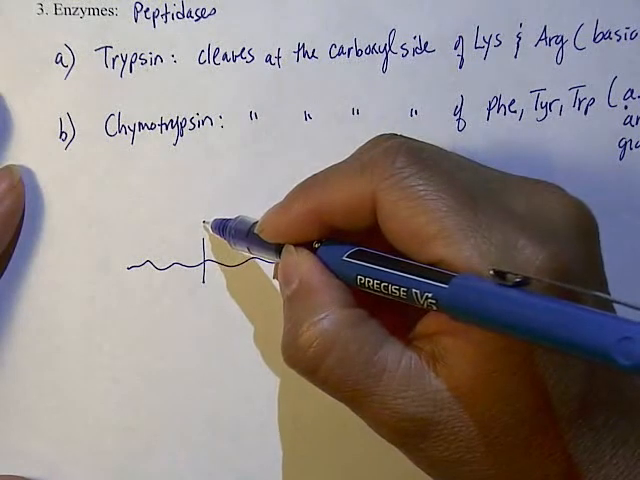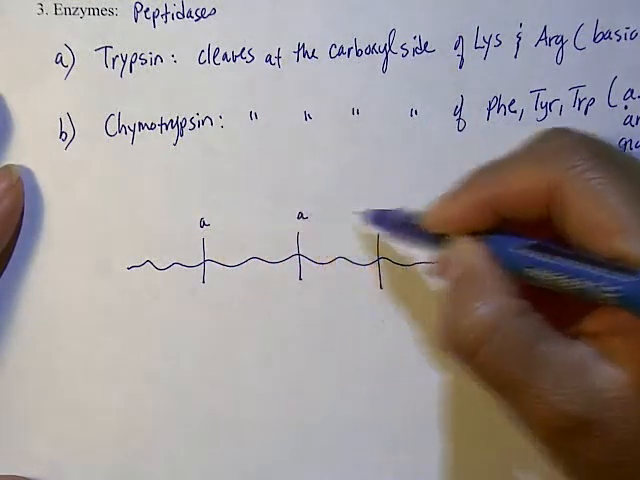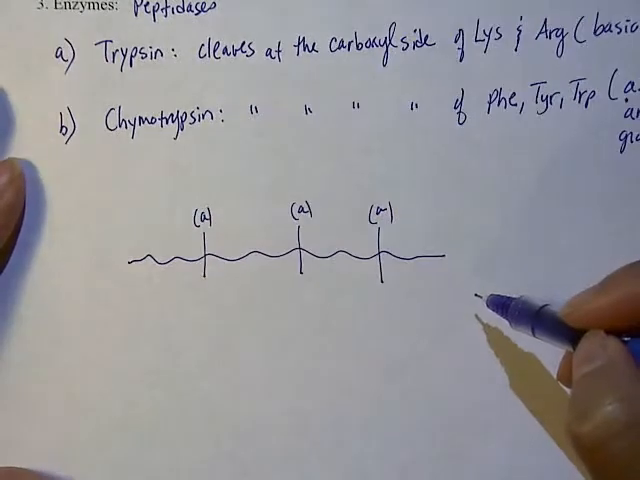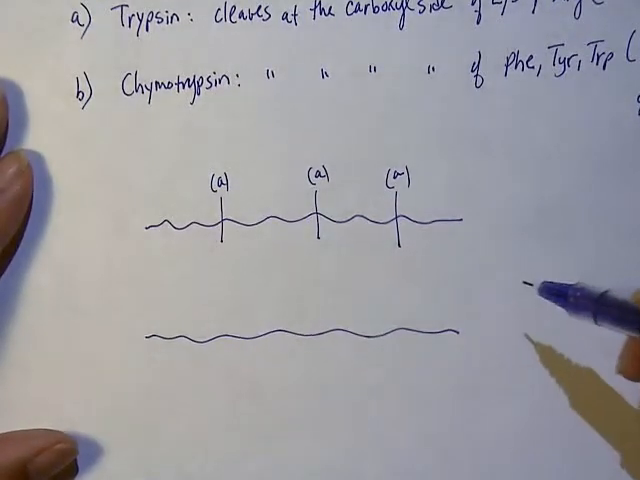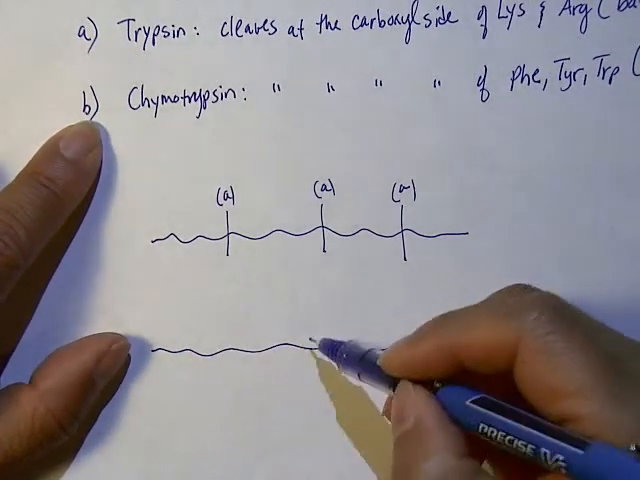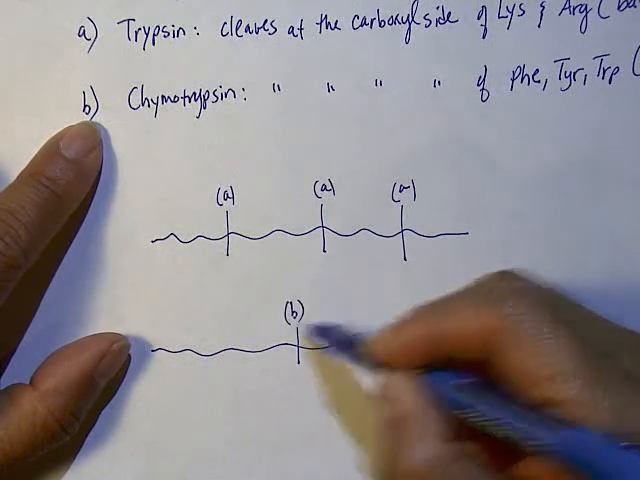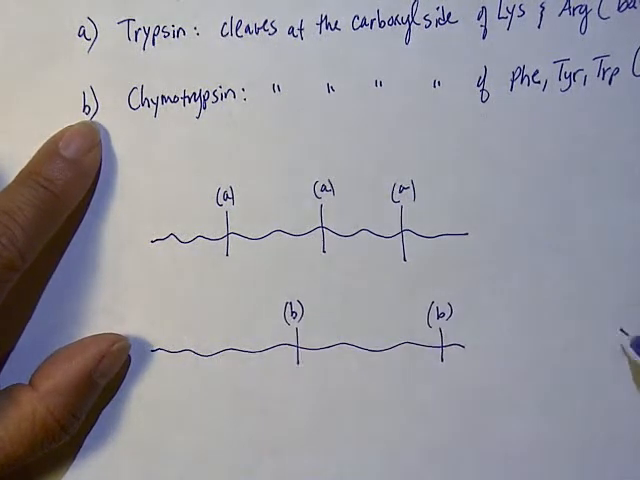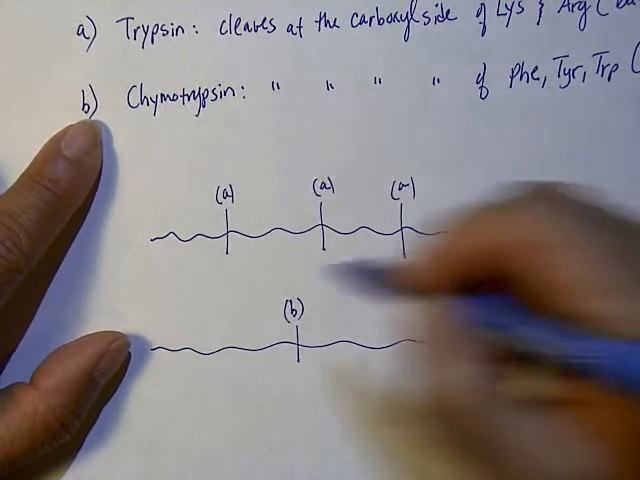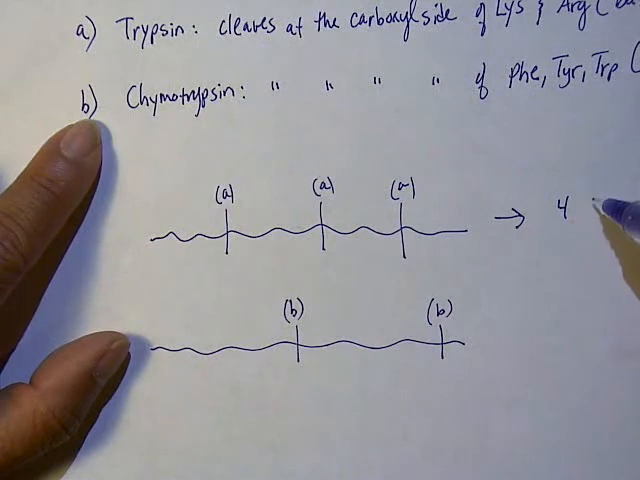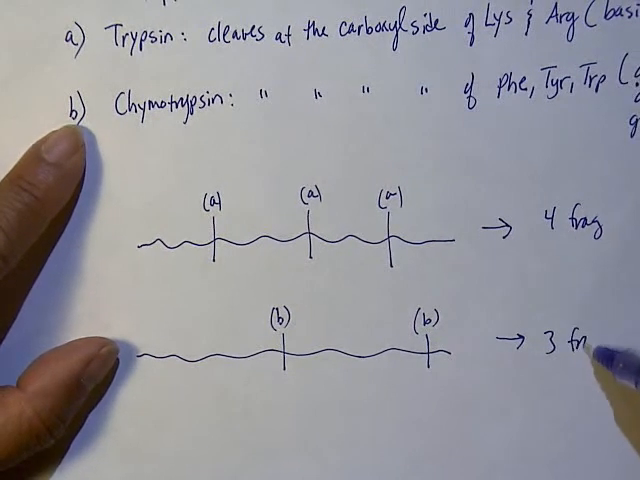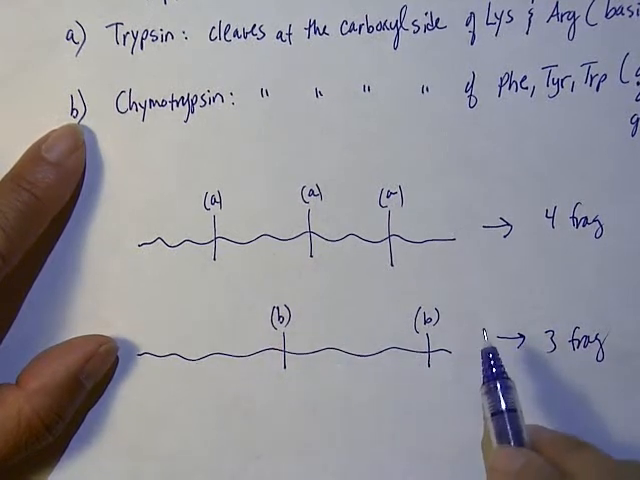So let's say this is cleaved with chymotrypsin, and you get 4 fragments. Then you take the same protein, but you treat it with enzyme B, and it will cleave at different places. All right. Now you have the results from here with 4 fragments, and you have results here with 3 fragments.